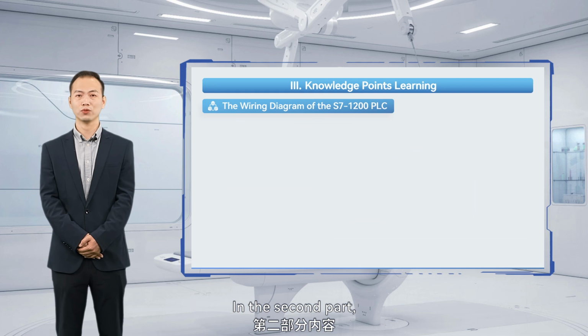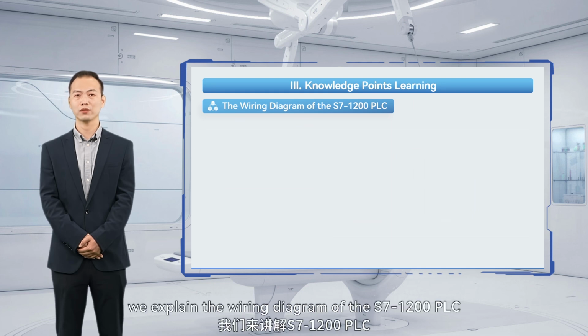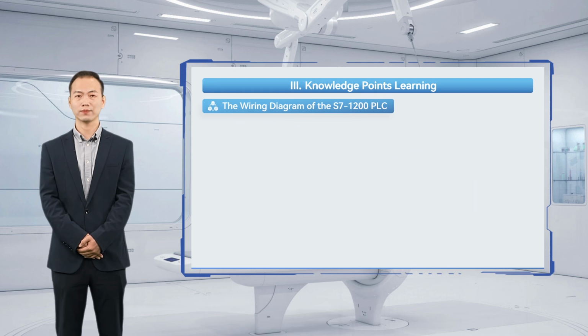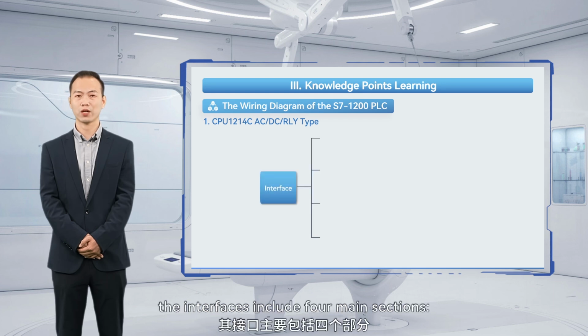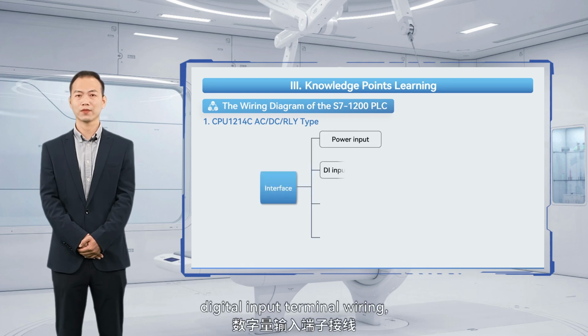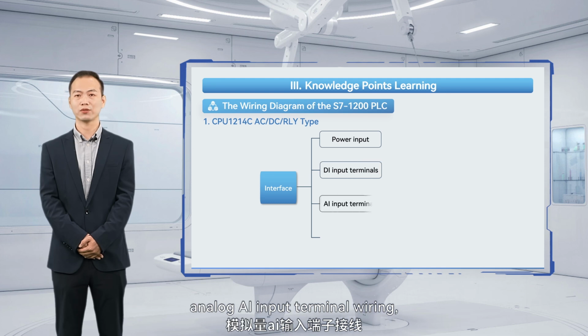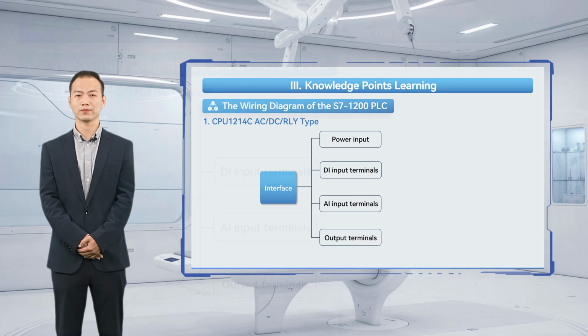In the second part, we explain the wiring diagram of the S7-1200 PLC and peripheral equipment. For the AC/DC/RLY type PLC, the interfaces include 4 main sections: power wiring, digital input terminal wiring, analog AI input terminal wiring, and output terminal wiring.